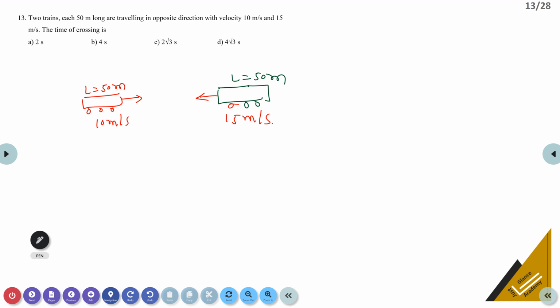What is the time taken then? Whenever the two bodies are moving in the opposite direction, I told you that you should add the velocities always. And we know the equation, velocity equal to distance divided by time. Here it is asking time equal to s divided by V. And in this problem, the two trains each 50 meter long are traveling in opposite direction with velocity 10 meter per second and 15 meter per second. Okay, fine.